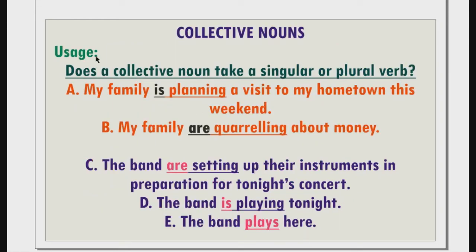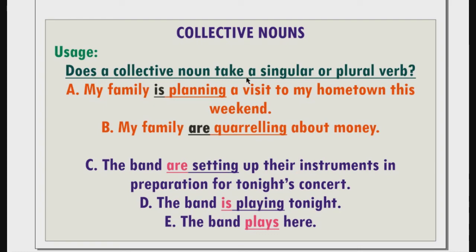Now let's come to the usage of collective nouns. Does a collective noun take a singular or plural verb? This has always been the question, especially for us, the non-native speakers of the English language. We want to know, does a collective noun take a singular or plural verb when we want to use them in sentences? Now, the answer is, it depends on the type of action the collective noun is carrying out.